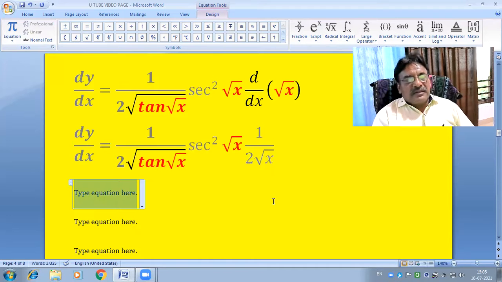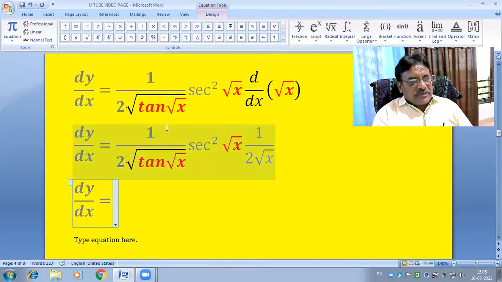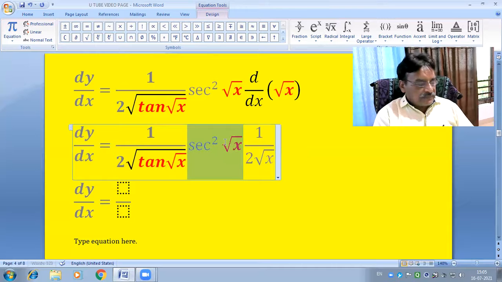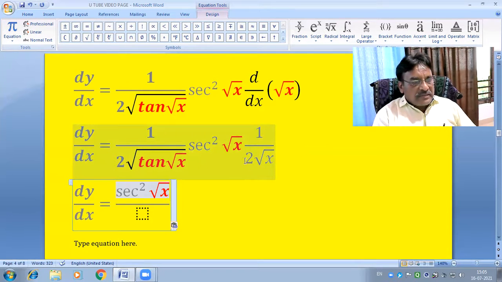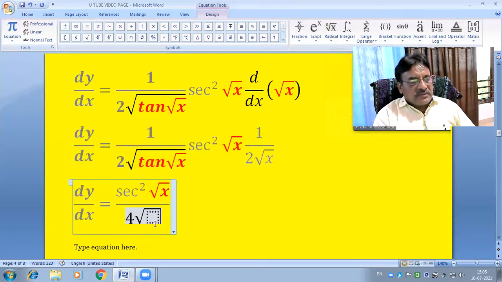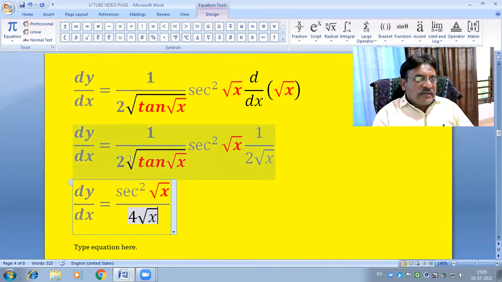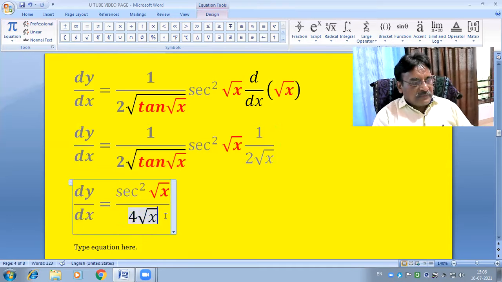Therefore the required derivative of the given function, that is dy by dx, is equal to sec square root x into 1 into 1, so sec square root x in the numerator. In the denominator, 2 into 2 is 4, root x, into root of tan root x.